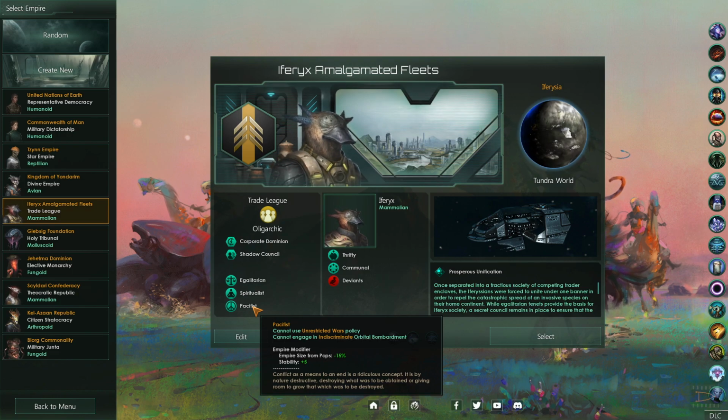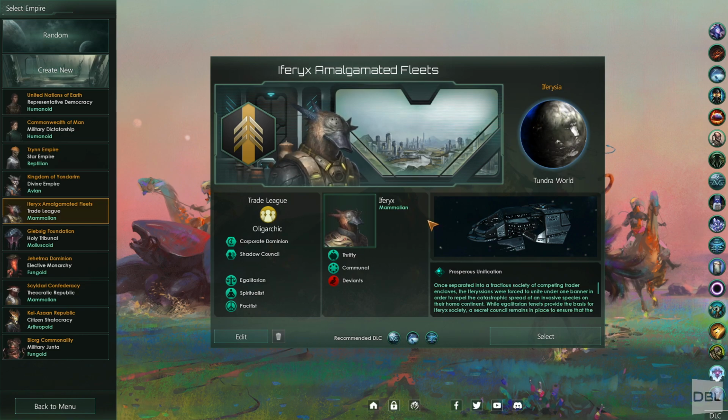Conflict as a means to an end is a ridiculous concept. It is by nature destructive, destroying what was to be obtained or giving room to grow that which was to be destroyed. This is very different than playing Dark Souls 3. I'm just starting to realize that.